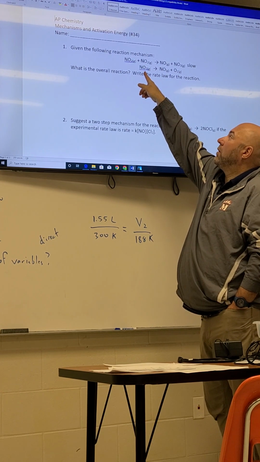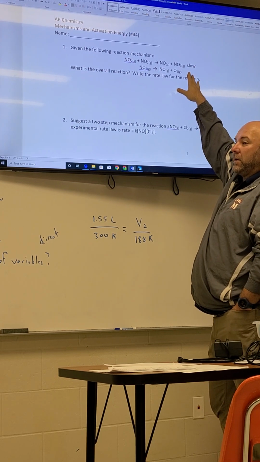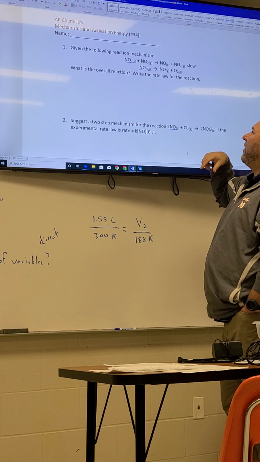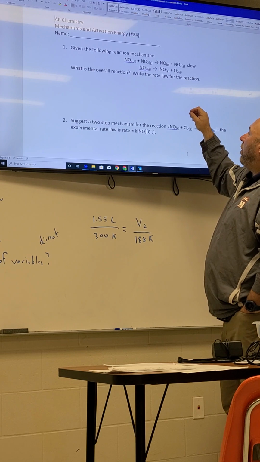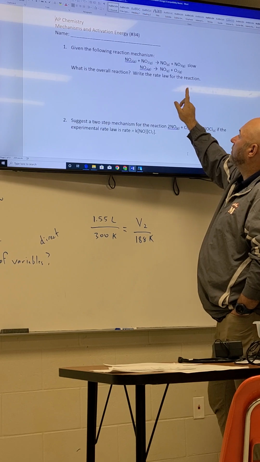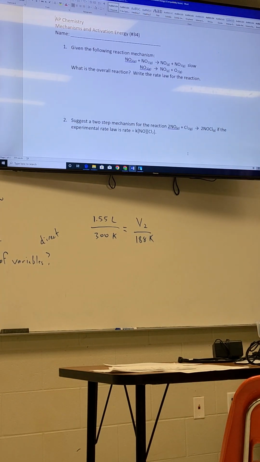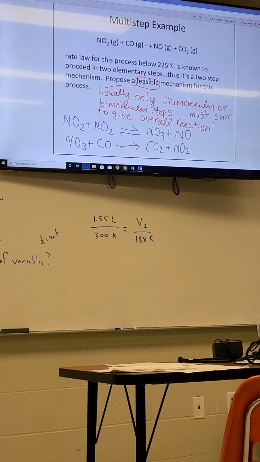All right, so an intermediate is going to be produced and then consumed. That would be the overall reaction. So this would be step one, this would be step two in this particular section. I think now it's a little bit different on the next one. I love drawing little arrows.